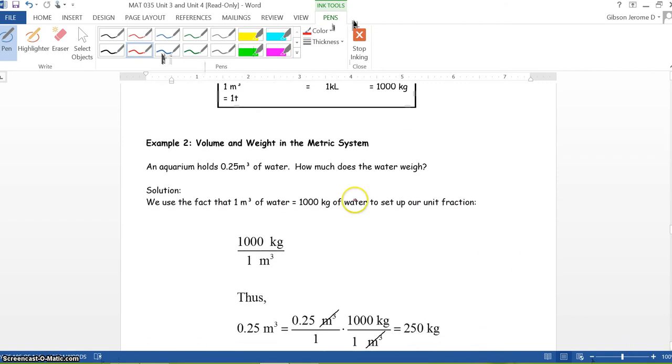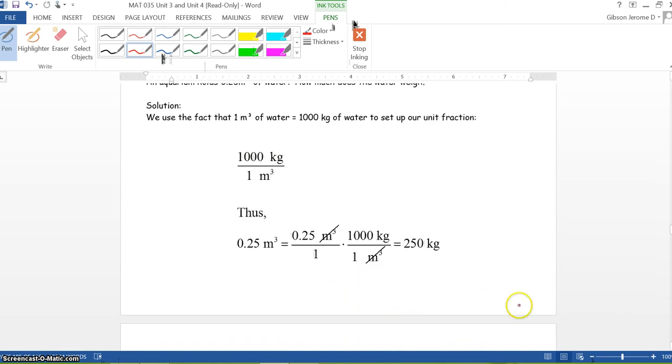Now we have example 2, volume and weight in the metric system. An aquarium holds 0.25 cubic meters of water. How much does the water weigh? Solution, we use the fact that 1 cubic meter of water is equal to 1,000 kilograms of water to set up our unit fraction. So we have 1,000 kilograms over 1 cubic meter, and that equals 1.